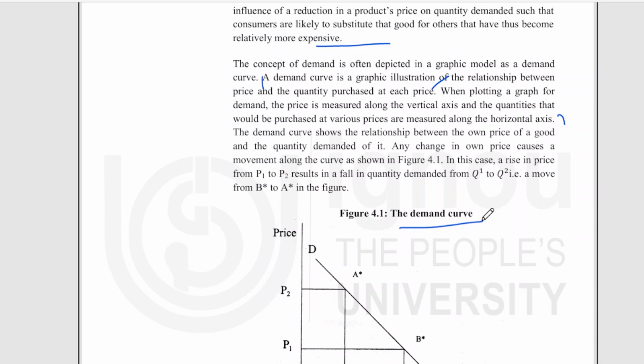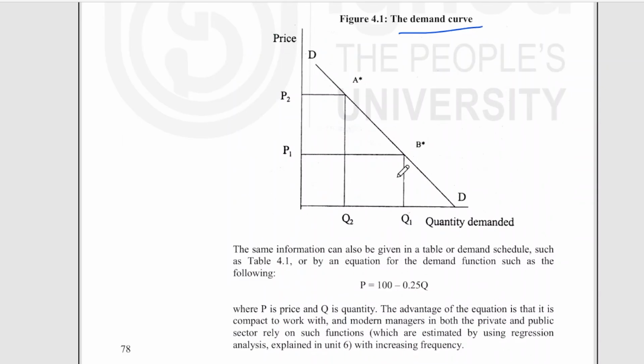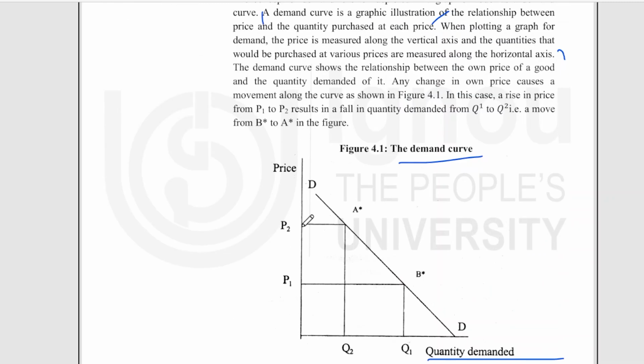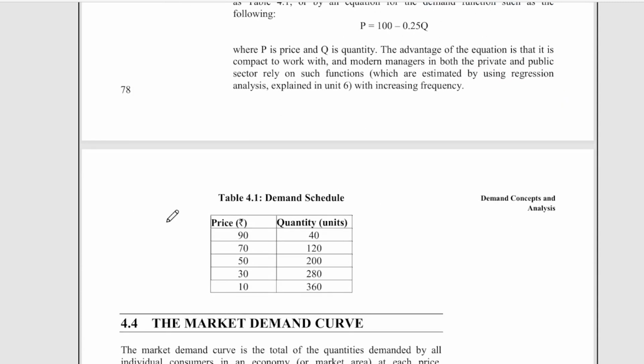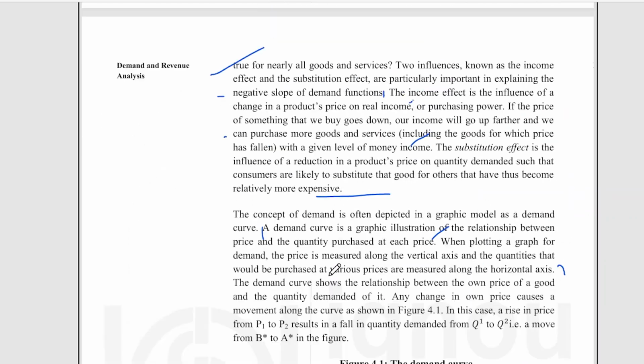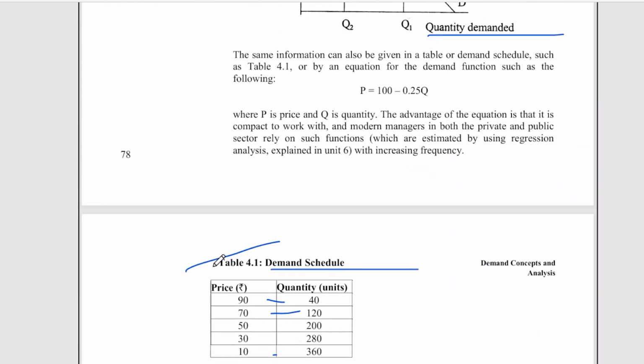So, this is the demand curve. Okay, so here is the price, and this is quantity demanded. So, this is D. Okay, so this is the demand curve. And the same information can also be given in a table, or demand schedule. This is the demand schedule here. Okay, so if the price is 90, the quantity is 40. If the price is 70, the quantity is 120. When the price is just 10, the quantity is 360. So this is the relationship between price and quantity.